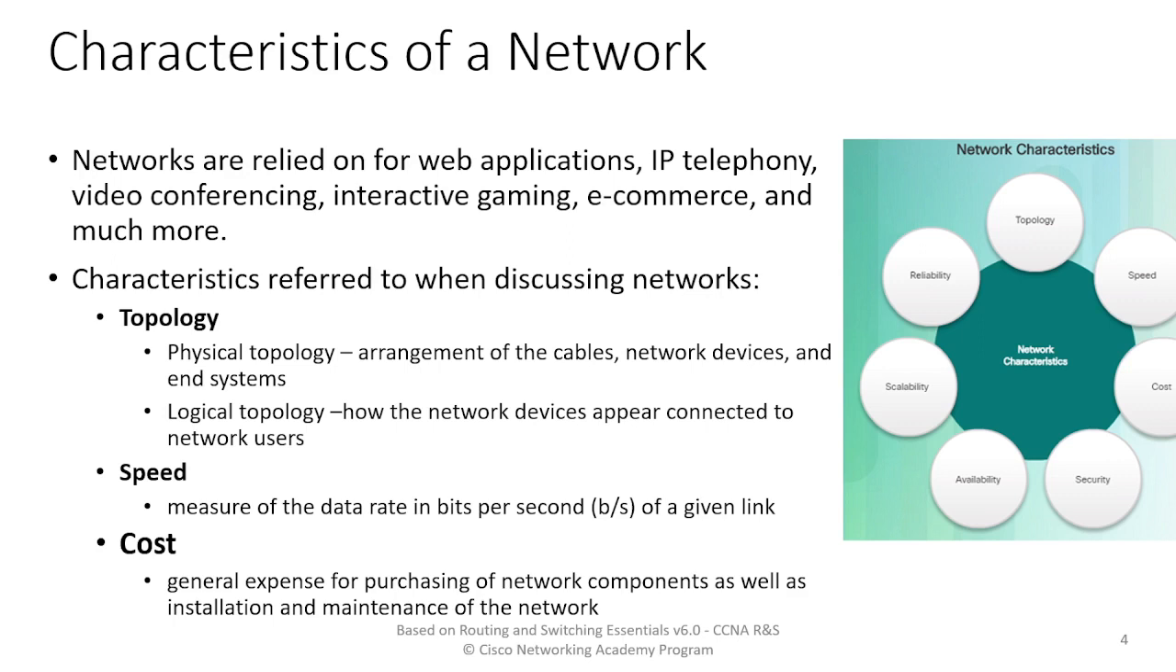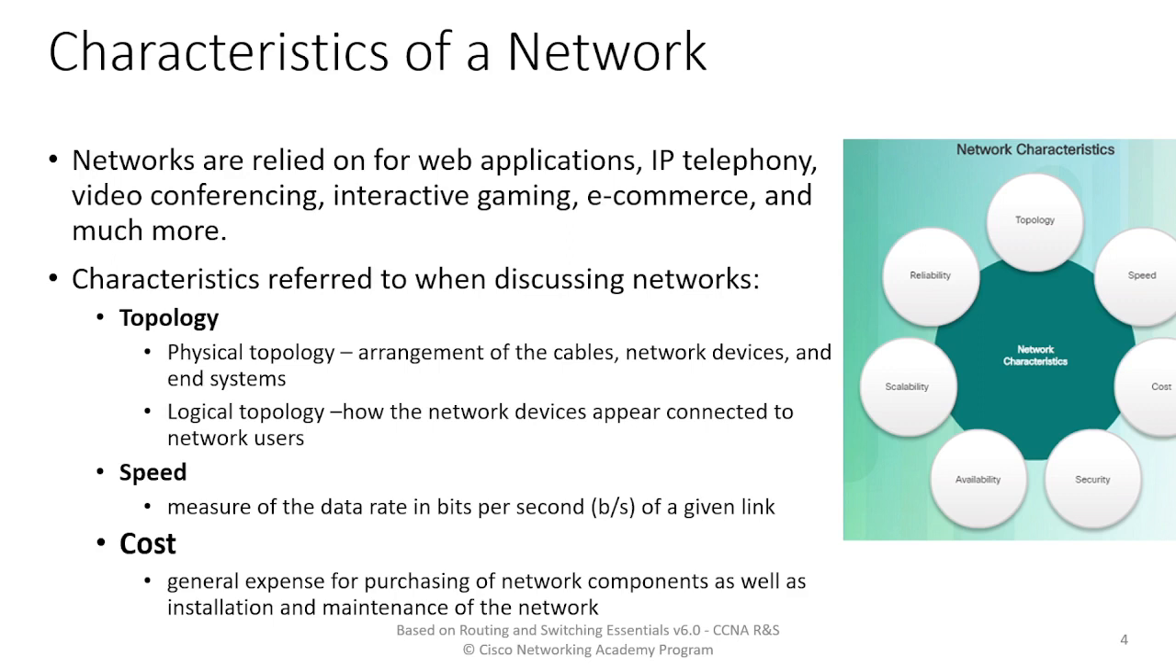Then another key characteristic that a lot of us would be familiar with is the speed of the network. That is, what is the speed at which data transfer can happen through a given link between an endpoint and another device, or between two devices within the network.